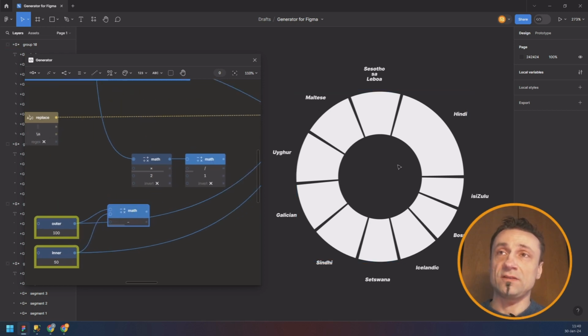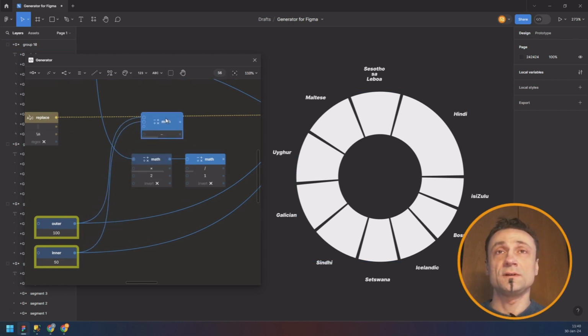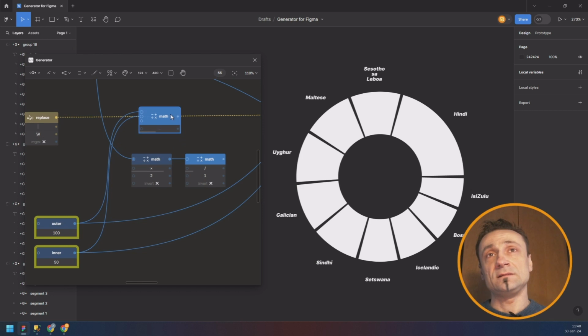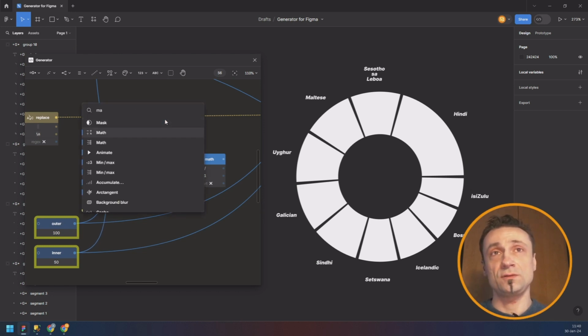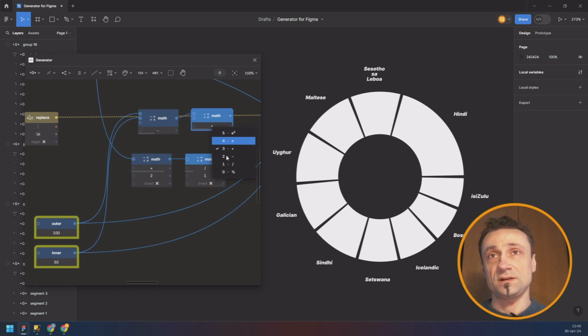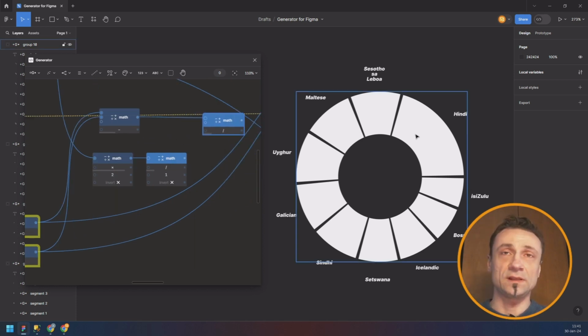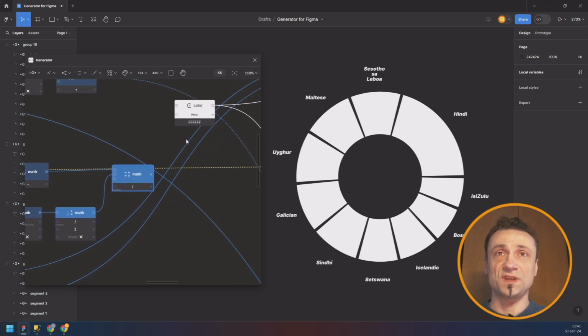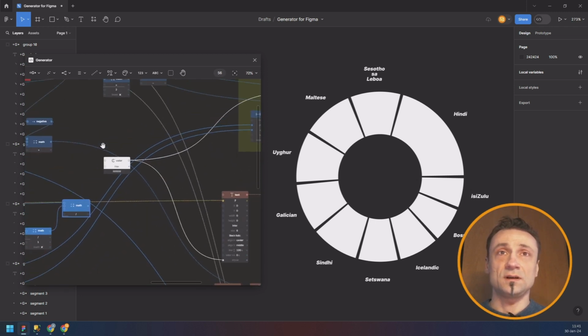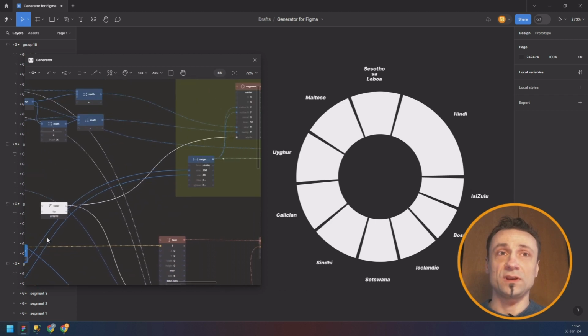And so now that I have this distance, which I can adjust using these yellow nodes, I can now divide this. So I take a multi-math node, I set it to divide, and I divide it by this thing that we calculated to figure out the width of the segments. And now we plug this in here. That becomes the width of the segment.